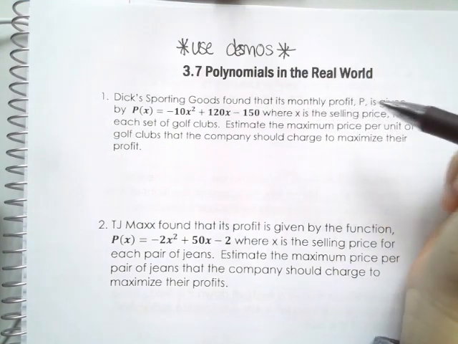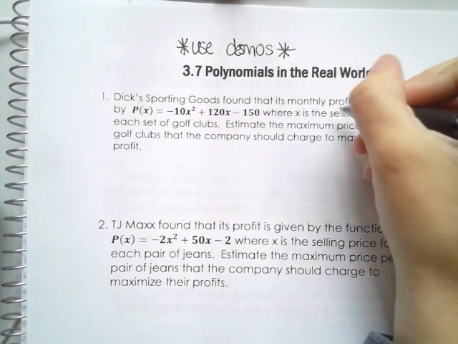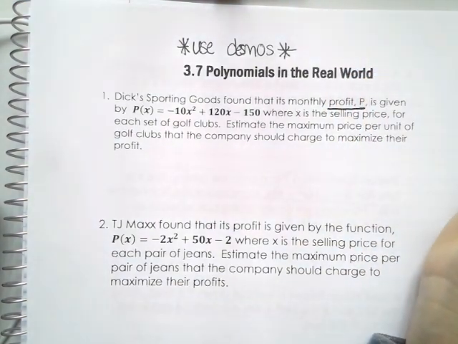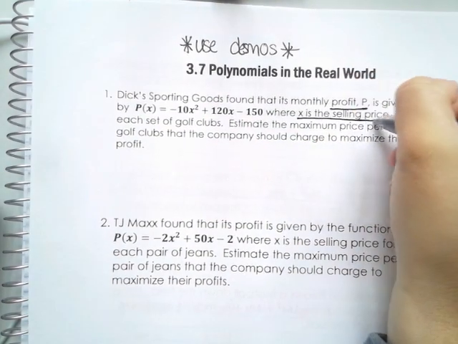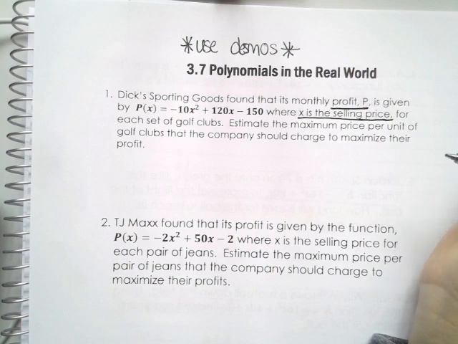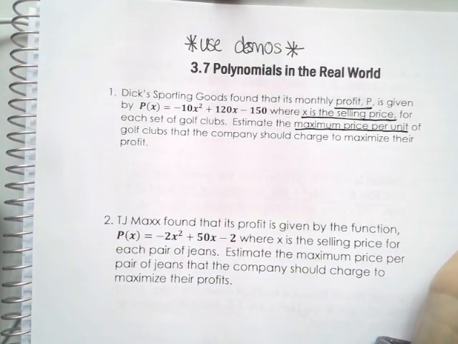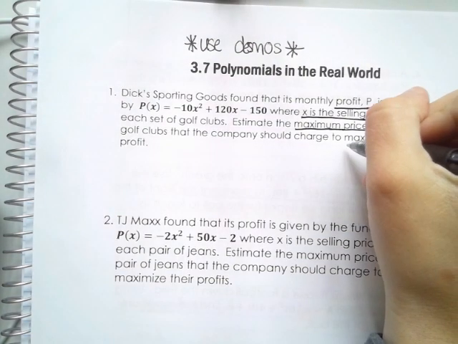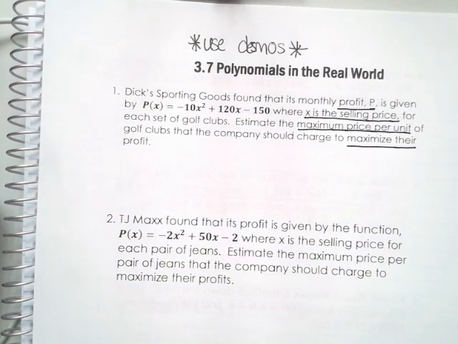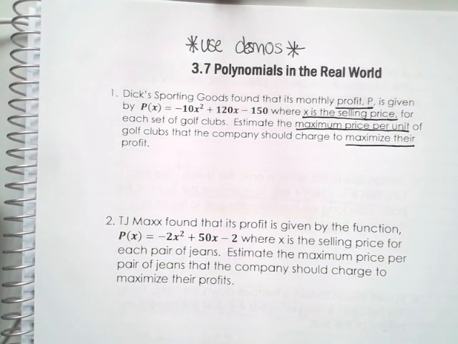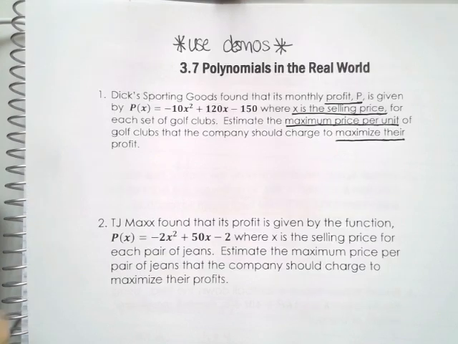Dick's Sporting Goods found that its monthly profit P is given by the function P of x equals negative 10x squared plus 120x minus 150, where x is the selling price for each set of golf clubs. Estimate the maximum price per unit of golf clubs that the company should charge to maximize their profit. So whenever we see the word maximize, we want to find the biggest piece of that graph. We want to find the maximum.